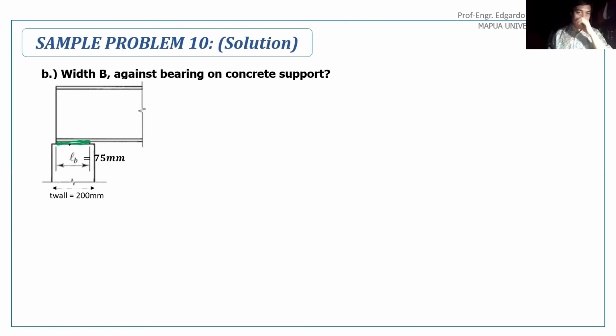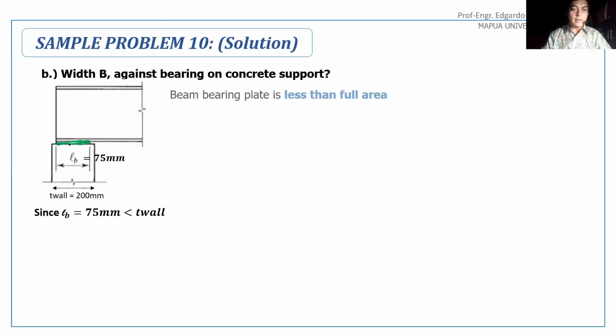So ibig sabihin, kung i-analyze natin yung bearing, yung concrete support natin dito, the bearing plate is now resting on less than full area of the concrete wall. Less than full area. Kasi 200, mas malaki kaysa sa 75 eh. So 75 is less than the thickness of the wall of 200. Therefore, the bearing plate would be on less than full area. So ano yung formula natin for Rn? Yung Rn, yun yung P sub P, 0.85 FC prime A1, may correction factor tayo ng square root of A2 over A1. Thus, you need to verify and check if it is less than 1.7 FC prime A1 later on.